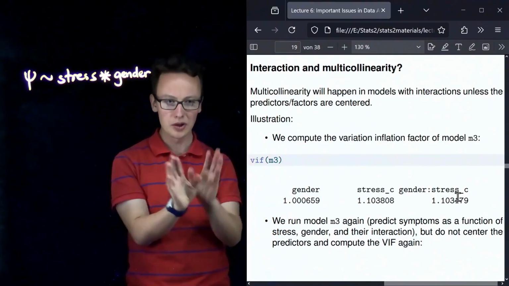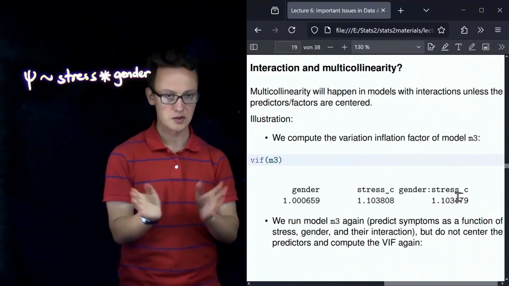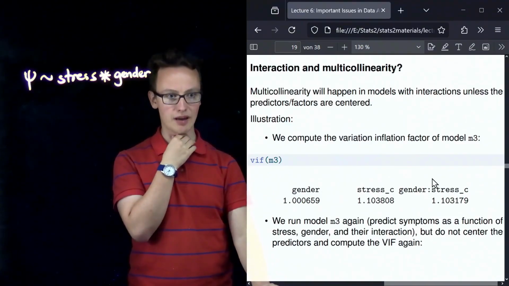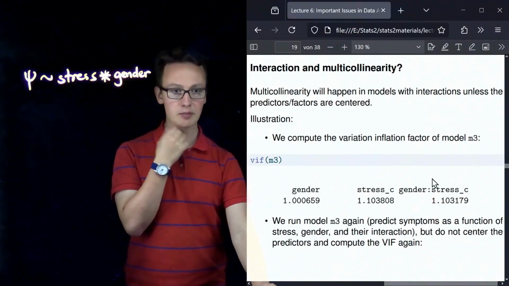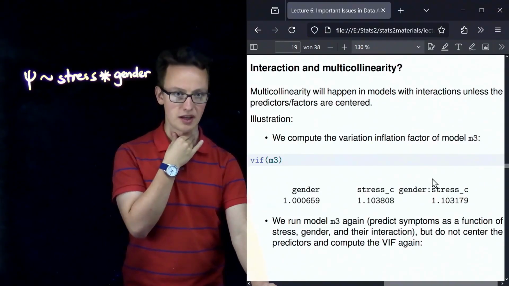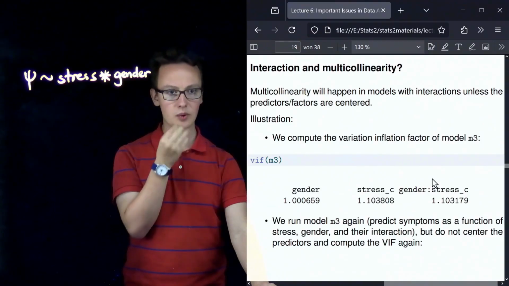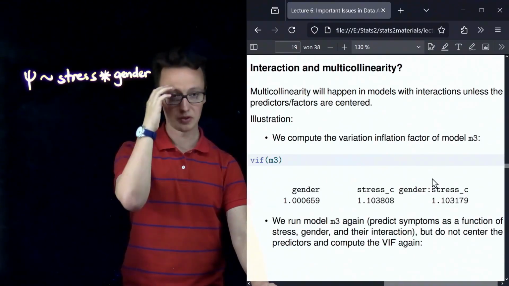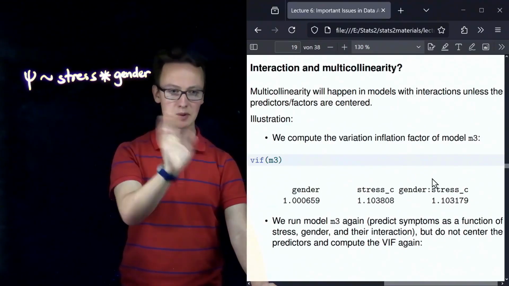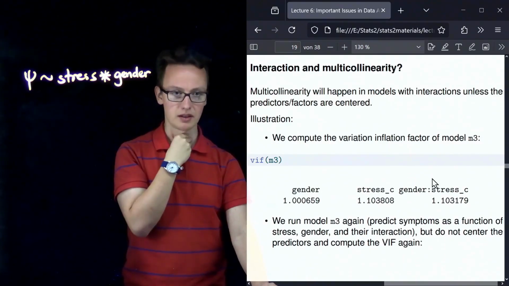But all three look good because they are close to 1, which is the optimal value we could even have. Now, let's say we run the model again, but this time we don't do the centering that we just did. So now we don't center stress to be 0, and we also don't do sum coding for gender, but we do just treatment coding or something.